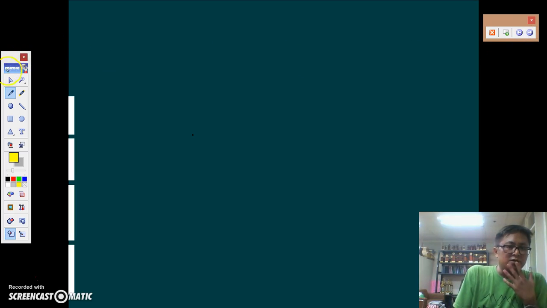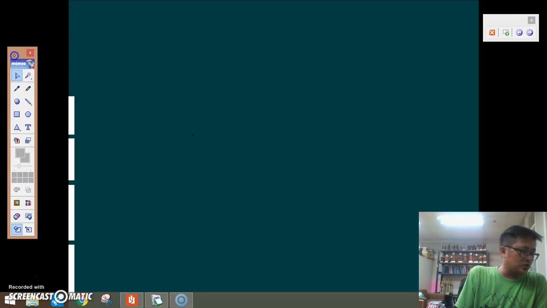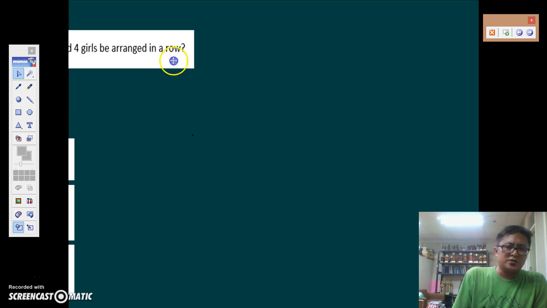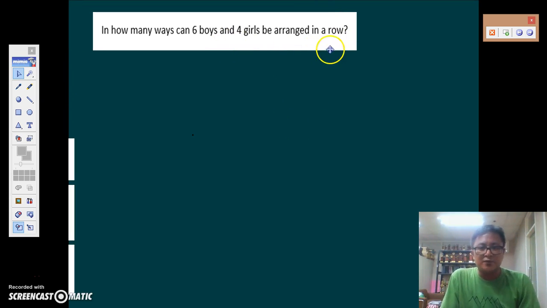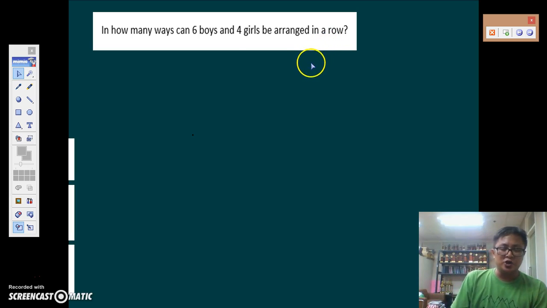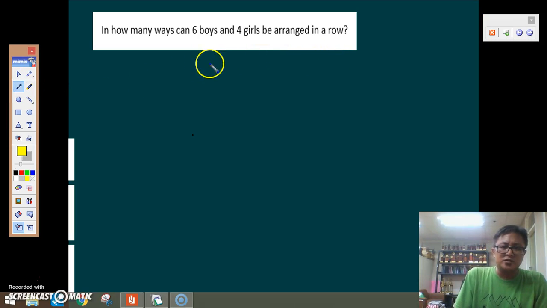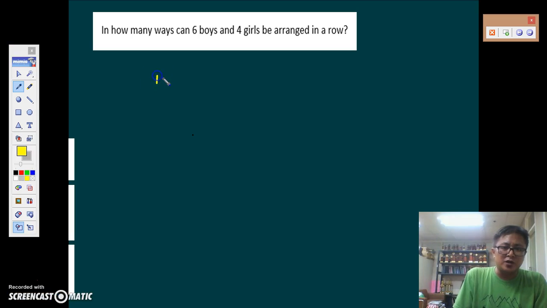Let's have classic examples of permutation problems. Let's have here, this one. In how many ways can 6 boys and 4 girls be arranged in a row? So there are no conditions, just you have a total of 10 students that will be seated in a row. So it's simply 10 factorial.